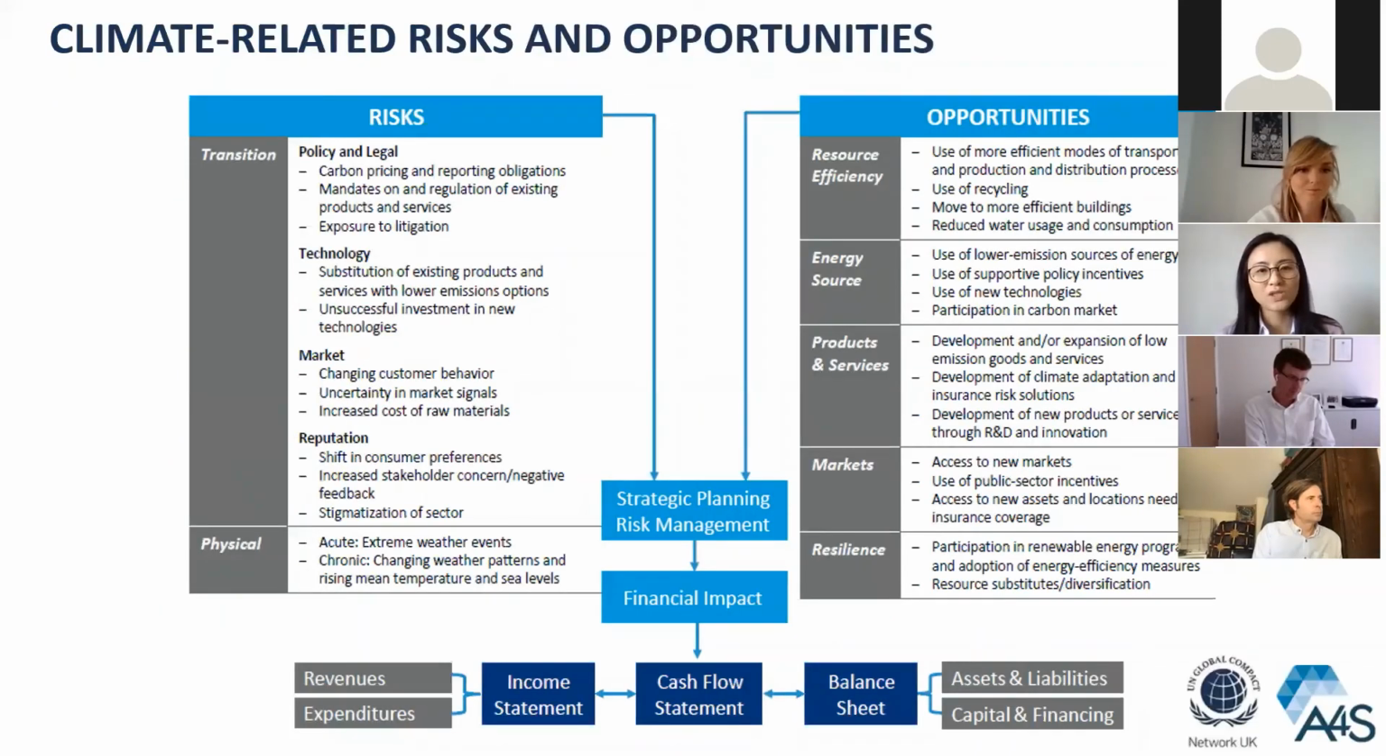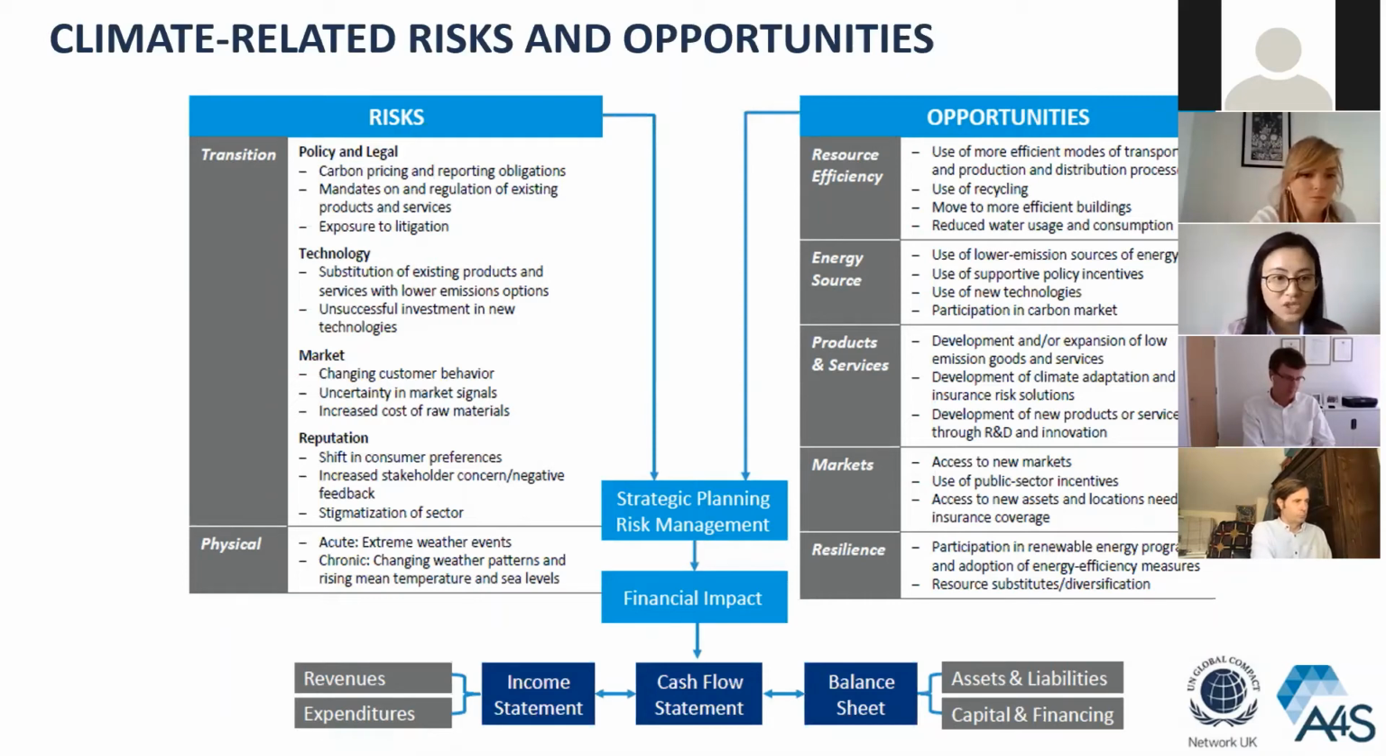So many of you are just starting on this journey. So I would like to just go through what some of the risks and opportunities that might be relevant to your organization. And you can see here how you think about how they impact your strategic planning, risk management, and then having financial impact on your organization. So take a look at the different examples on the screen. If we look down risks under policy and legal, we talked about how mandatory reporting is very likely. So what would that mean to your organization?